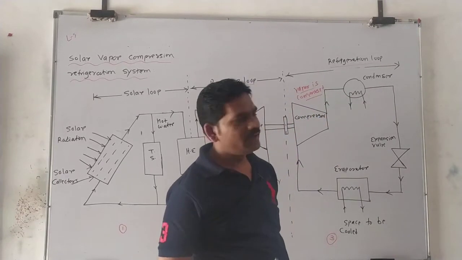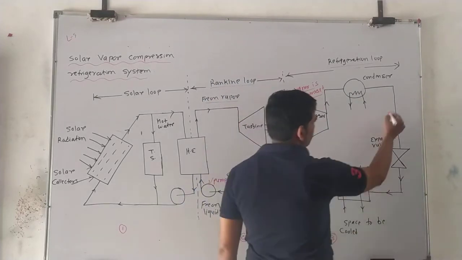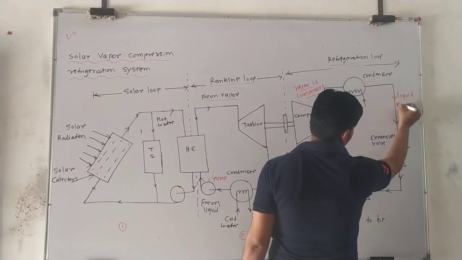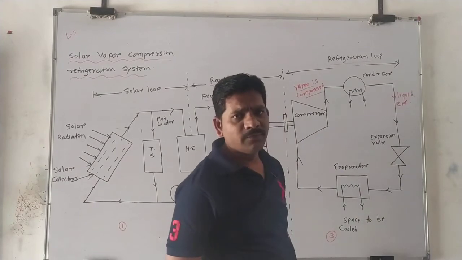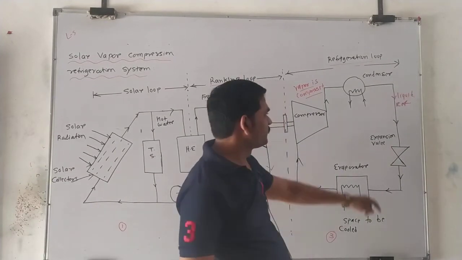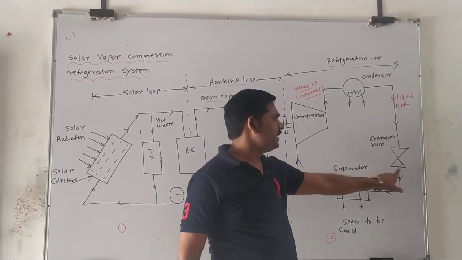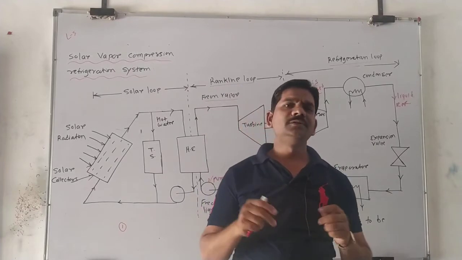So what is the role of the condenser? Once again, to condense these vapors and convert them into which form? Liquid form. So here we get liquid refrigerant. It may be ammonia, it may be butane, Freon, R113 like that. So this liquid refrigerant enters the expansion valve. Expansion valve is nothing but the throttle valve.